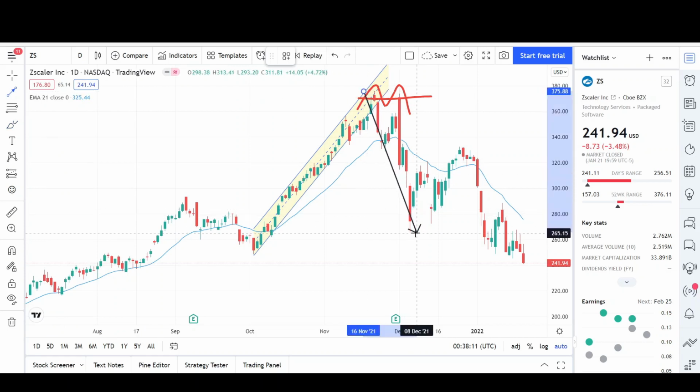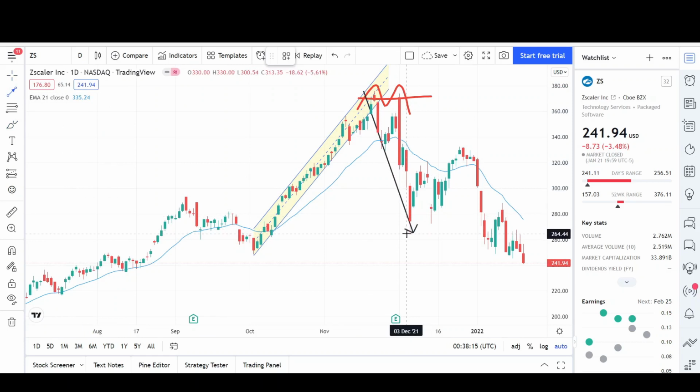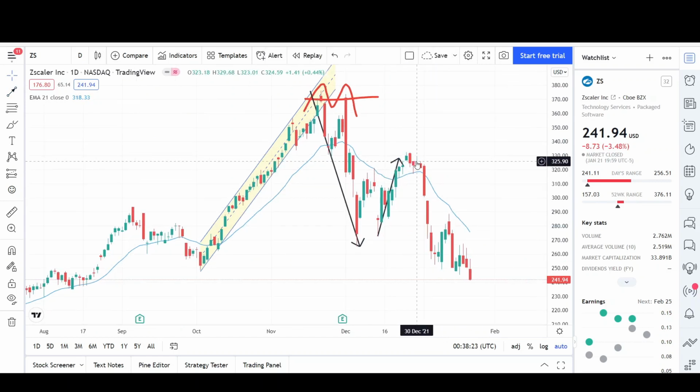pretty much in one move right here, kind of like straight down, and then it made a two-legged correction. You can see that right here. This was the first leg up, market came back, and then this was the second leg up, which marks the center of the pattern. And exactly that's right where prices stalled out and started reversing again.